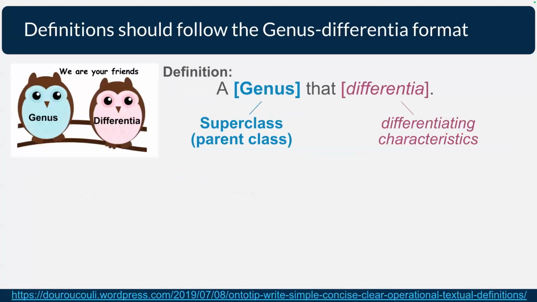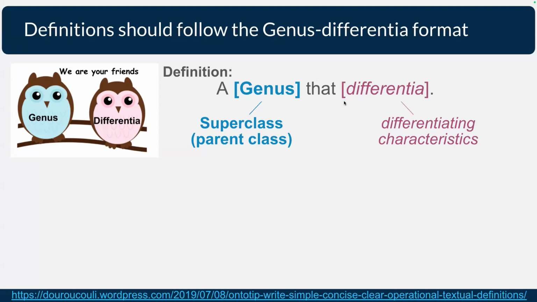Okay, so genus differentia. This is at least the fourth time I mentioned it. Every definition should really follow the genus differentia format. What does it mean? The format of the definition is: a blank that blank. The first blank is the genus. This is, in ontology terms, a superclass or the parent class. Think about it, if you're not in the ontology world, as the main category in which the thing you're trying to define is.